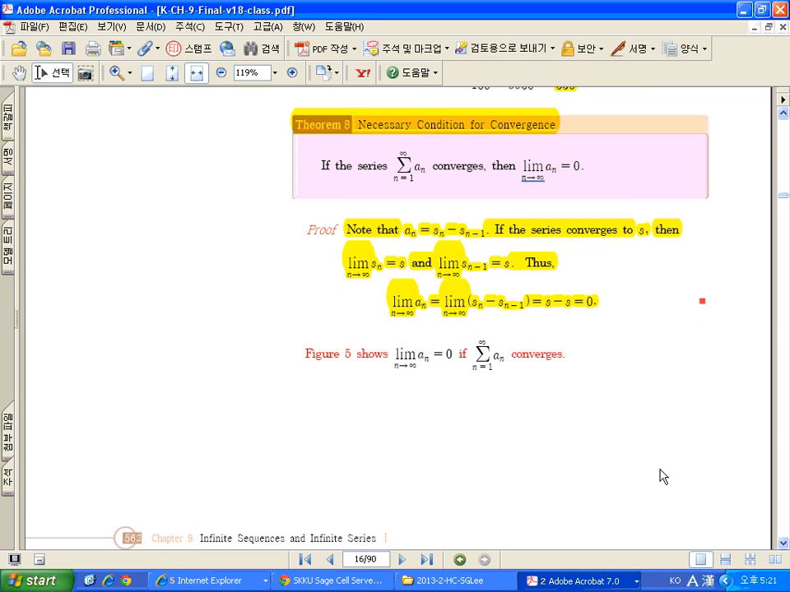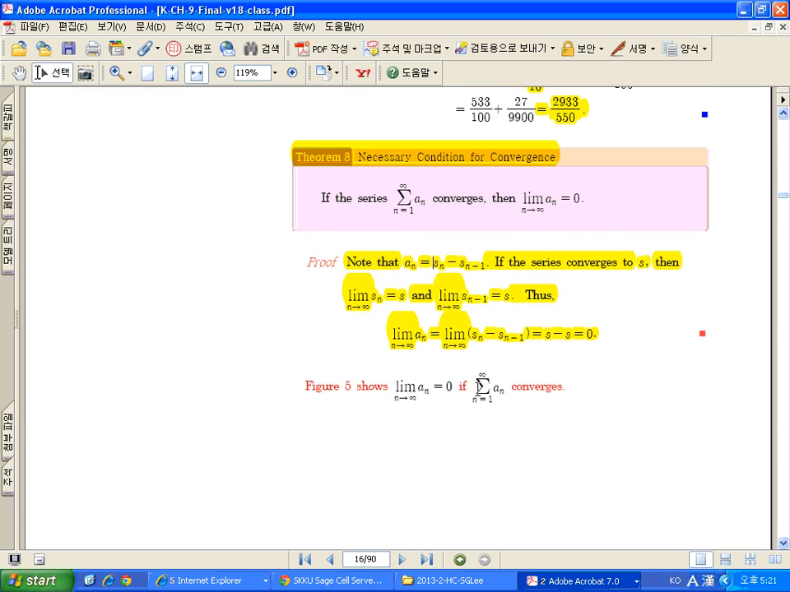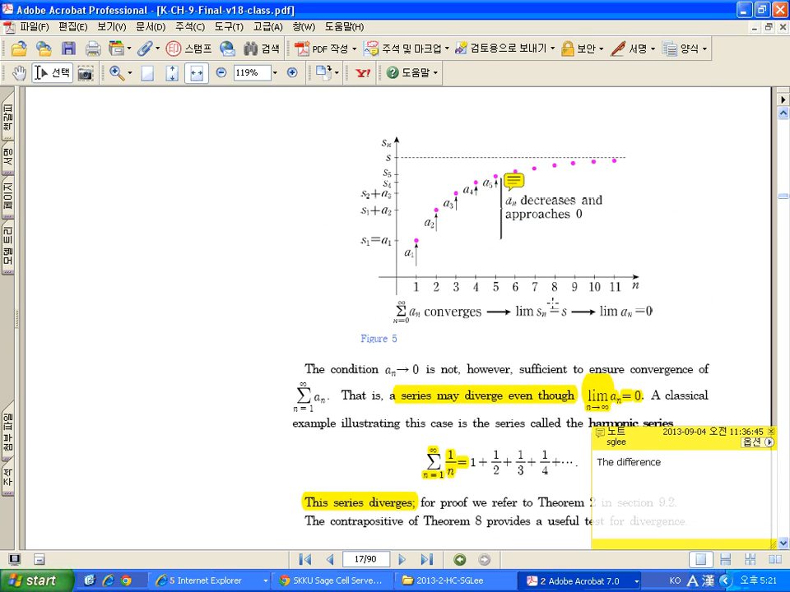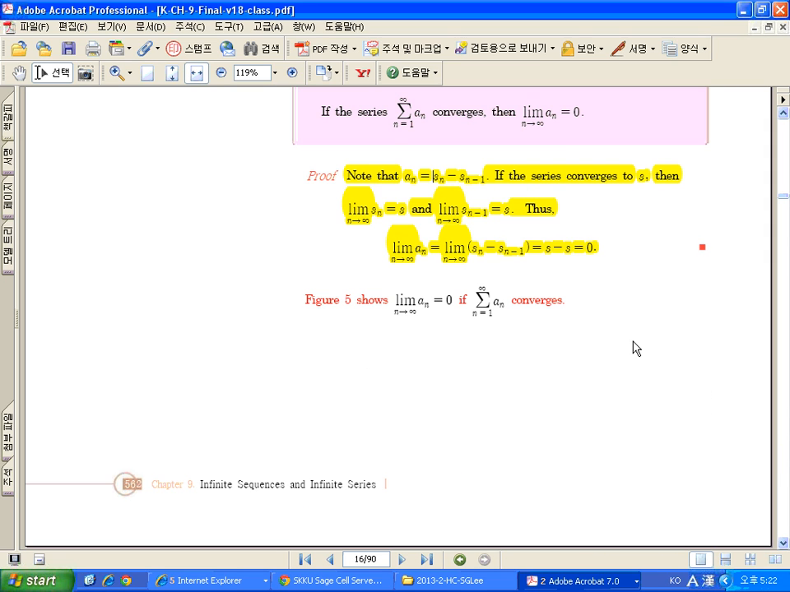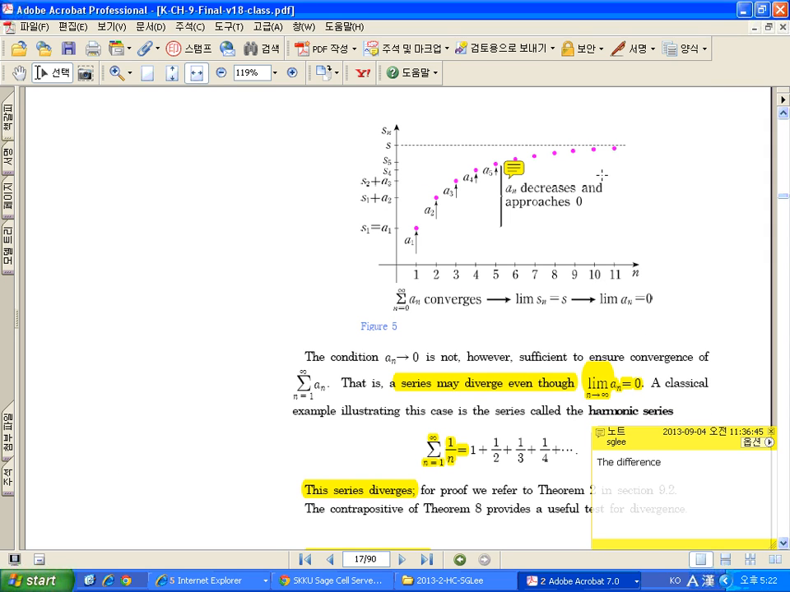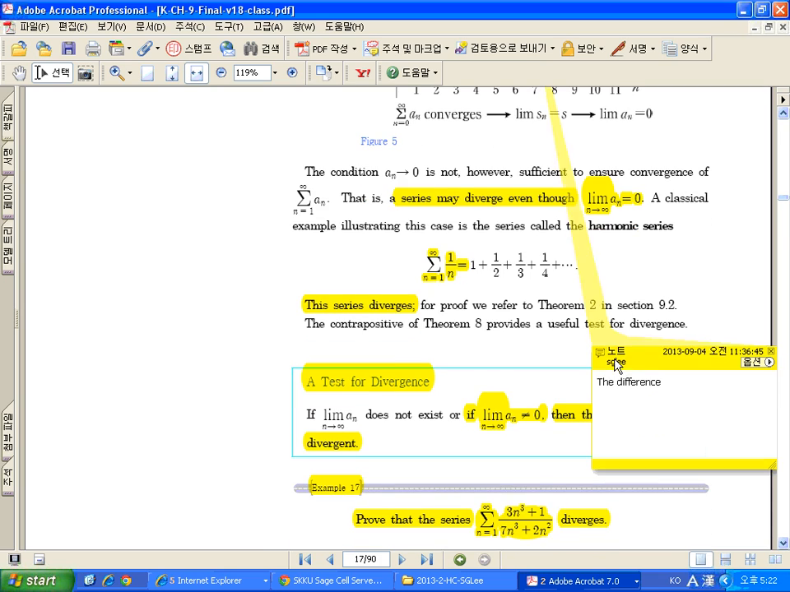That means the limit of a_n is equal to 0. Okay? And Figure 5 shows the situation like this. If S_n converges, then the difference between those partial sums gets smaller and smaller and approaches 0. That's what it says: a_n goes to 0. The difference is getting smaller and smaller, so eventually the difference would be 0 like this.